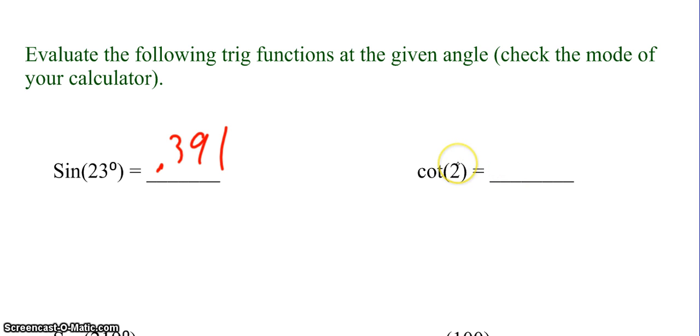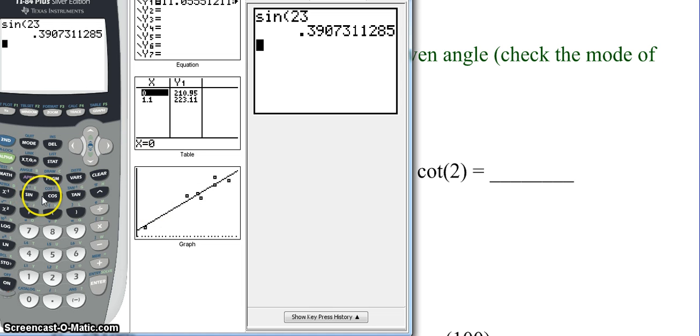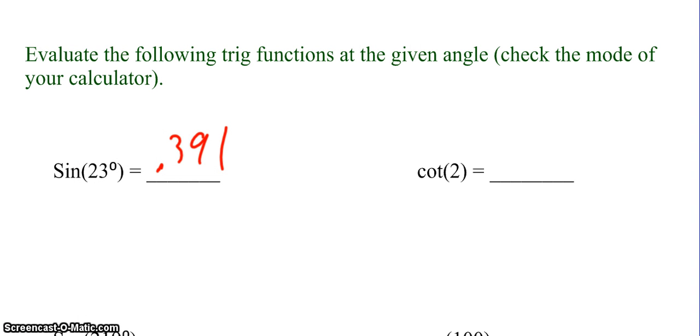Next one, we want to evaluate the cotangent of 2. Okay, well, if we look at our calculator, notice there is no cotangent button. All we have is sine, cosine, and tangent. There's this little sine to the -1, cosine to the -1, and tangent to the -1. Those are not the reciprocal functions. We are going to use those in a little bit, but tangent to the negative first is not cotangent. It means something different here. So what is the cotangent of 2?